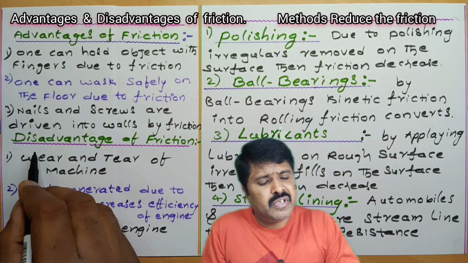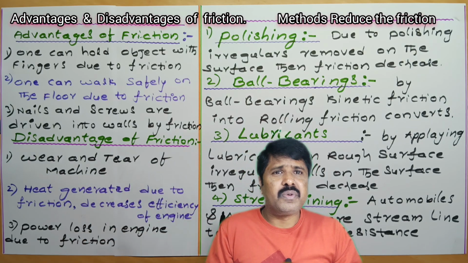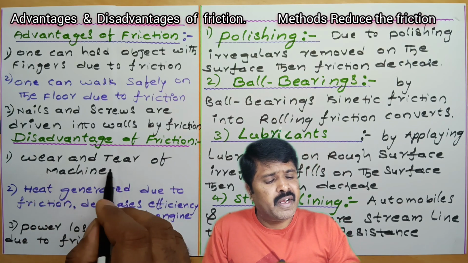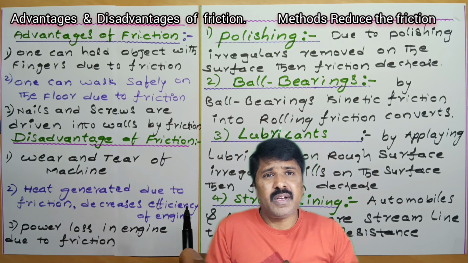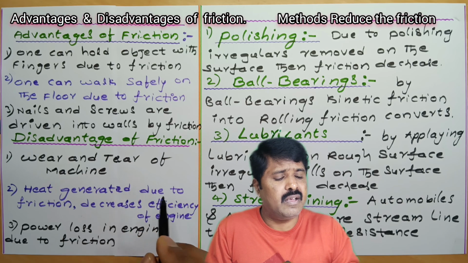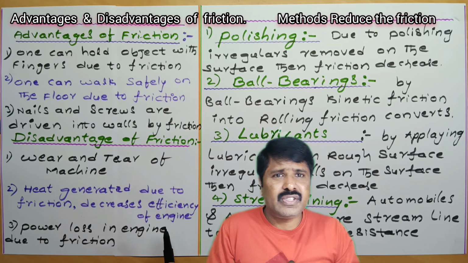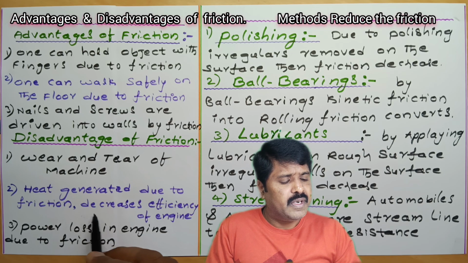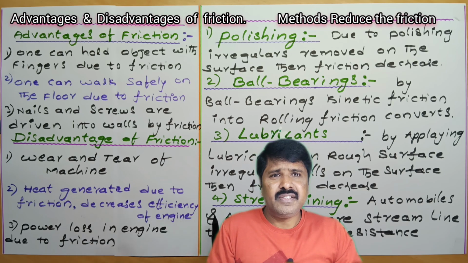And next, the disadvantages of friction. This is only about machinery. The wear and tear of the machine is one of the drawbacks in the machine. No need for explanation about wear and tear, because it is a short answer. It is generated due to friction, decreasing the efficiency of the engine.